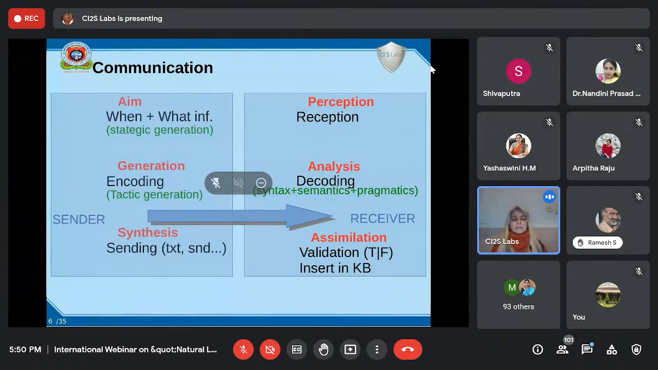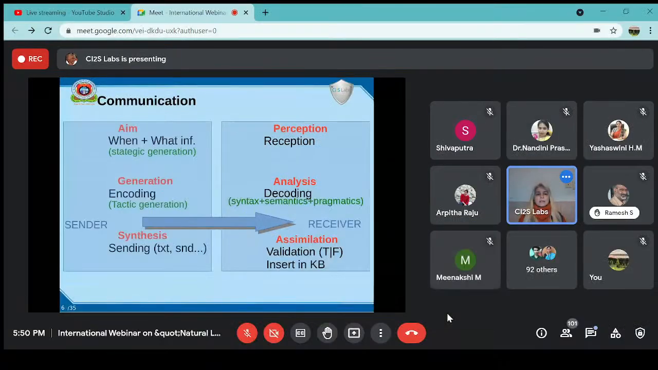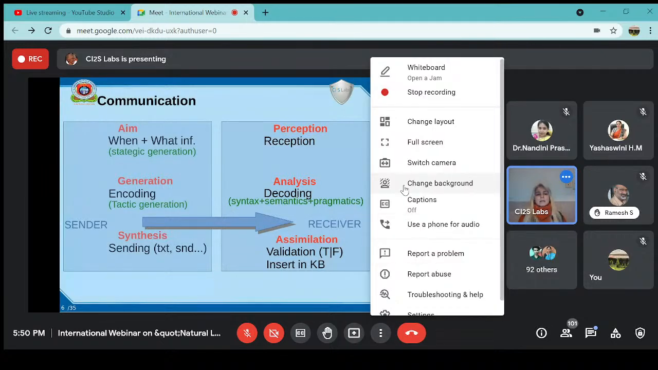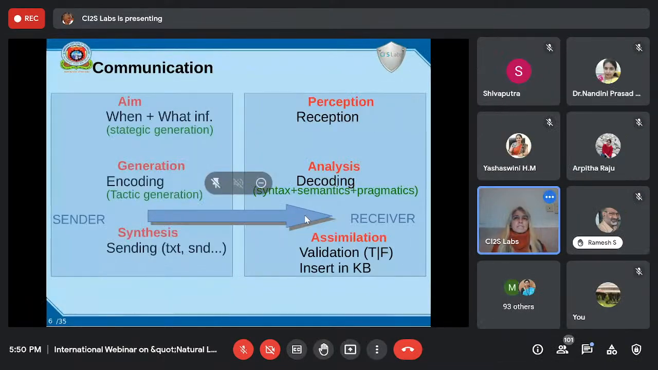The third step from the sender is to synthesize the information into a message. You can say it is a practical step, the first evidence of your communication. So you have to synthesize, that is, you have to write the text, produce a sound, or draw a signal. This is the synthesis. Afterward, you have to send this message to the receiver.